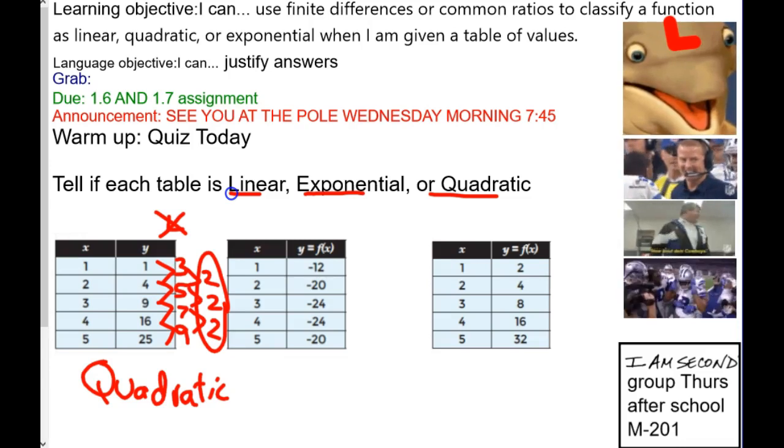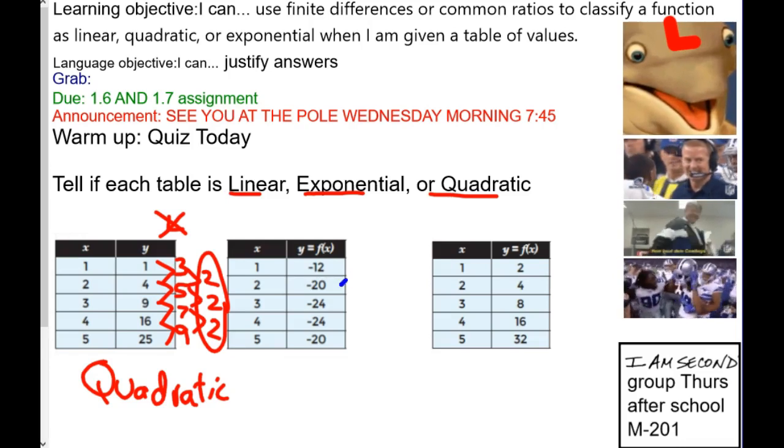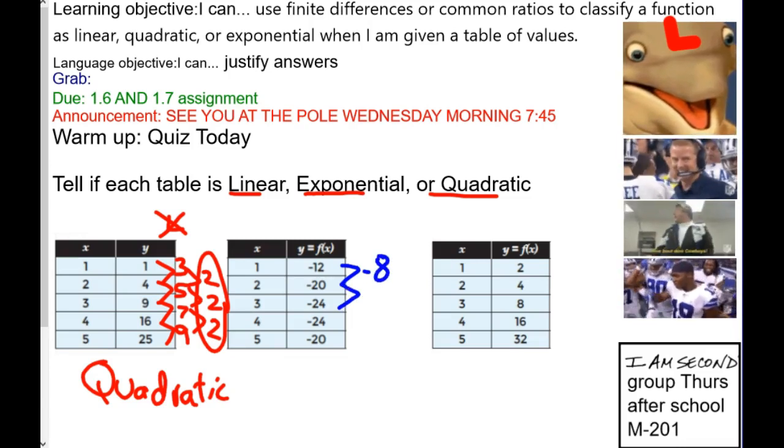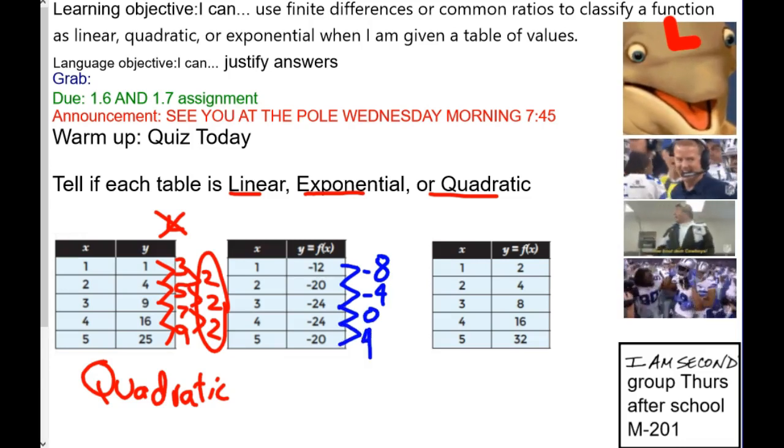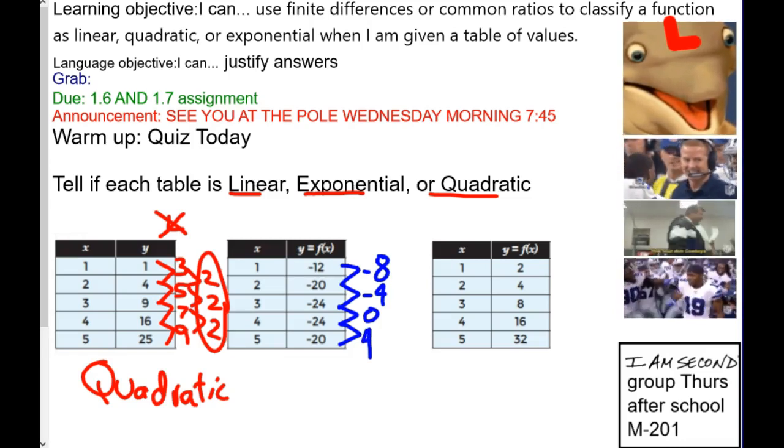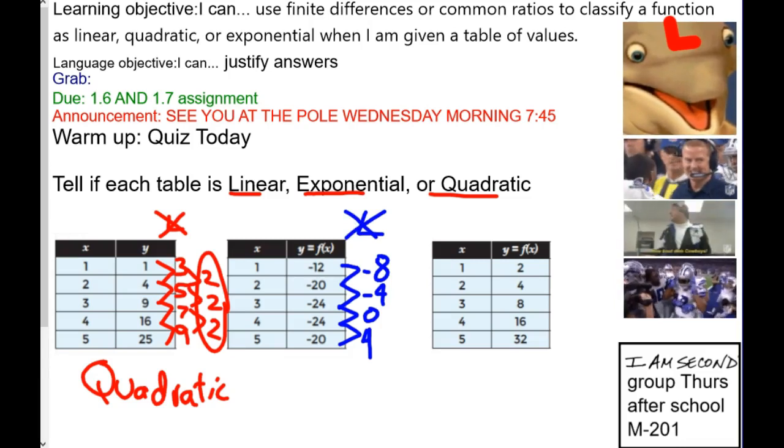Okay, the next one. Same idea. Negative 20 minus negative 12, negative 8. Negative 24 minus negative 20, negative 4. Negative 24 minus negative 24, 0. Negative 20 minus negative 24, 4. Okay. Is it linear? If these are not the same, it's not linear. And this was quadratic, right?